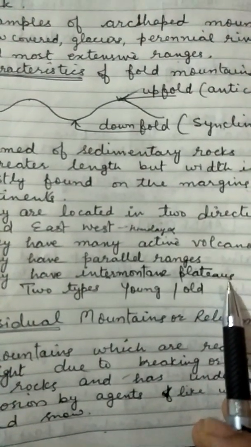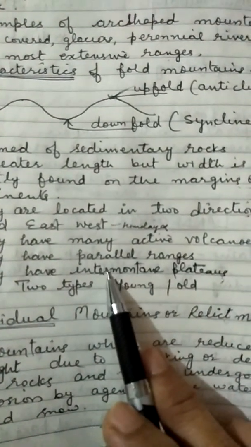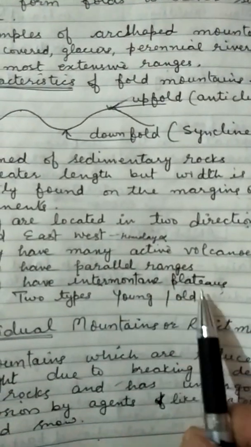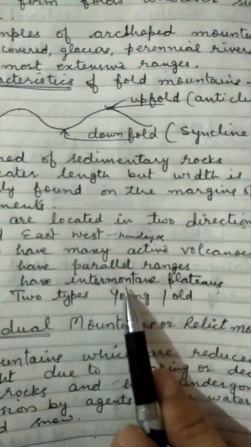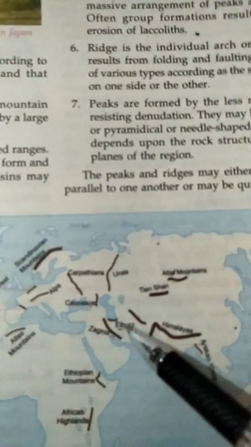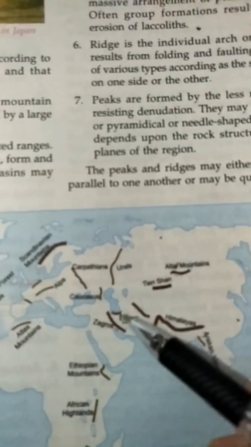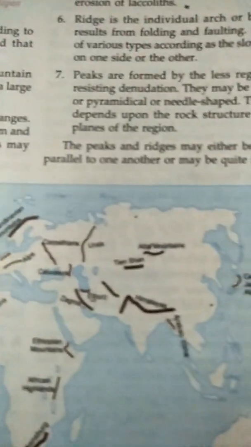What do you mean by intermountain plateaus? Inter means between. So the plateaus which are located between the mountains. For example, between Elbrus and Zagros mountains we have plateau of Iran. In between it is located.